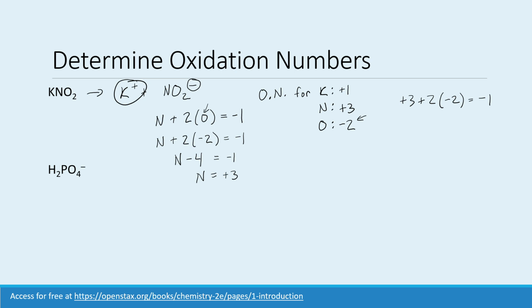Okay, so let's do another example. We've got H2PO4 negative. So all of these are nonmetals, and combined they're giving you a polyatomic ion. So we're going to look at the nonmetals that we do know. And we've got hydrogen. Let's see.